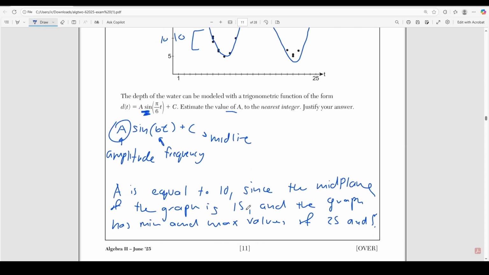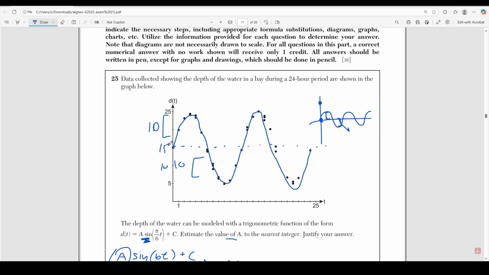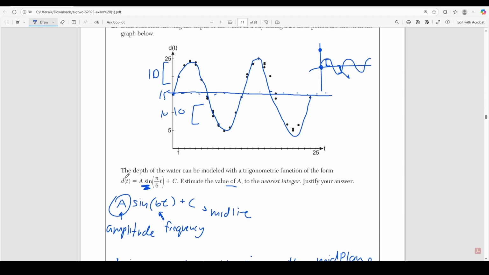We explained it by saying that the midplane of the graph is 15 and that the graph has minimum and maximum values of 25 and 5. We could also say that 25 minus 10 is equal to 15, which is the max. And we could also say that 15 minus 10 is equal to 5, which in this case is our minimum. Essentially, we showed that we understand where this graph is centered, the line y equals 15, and that we're going 10 units above and 10 units below, which is our amplitude.